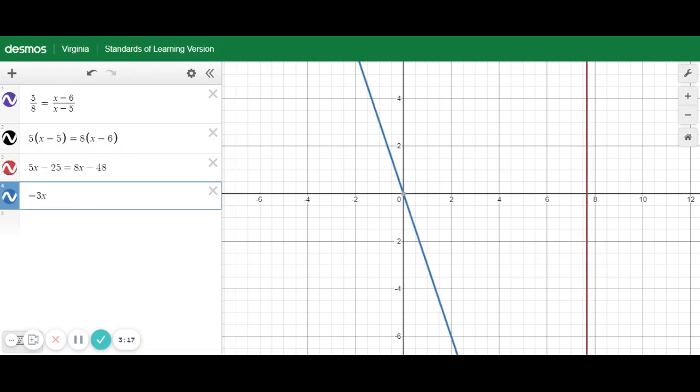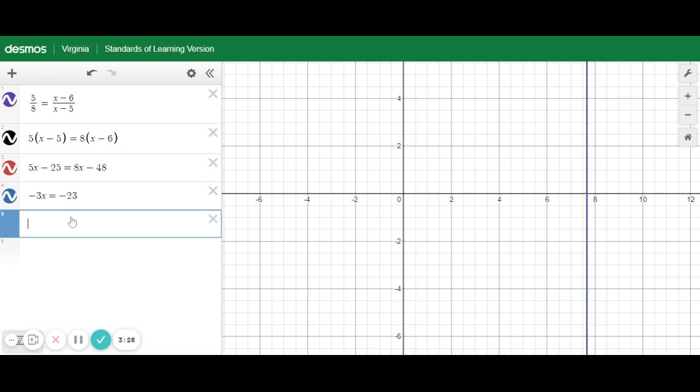So far, we're good. I like my variable on the left side, so I'm going to move everything to the left and then my numbers to the right. And then I have x equals 23 over 3. And you'll notice it's all on the same line. So that is my answer. And if I needed to leave it as a fraction, I have the fraction answer.